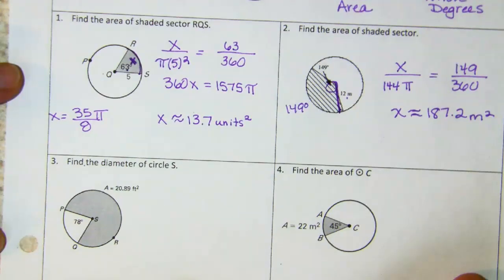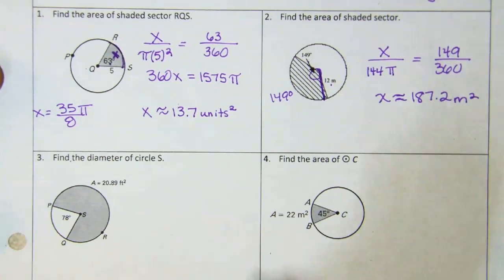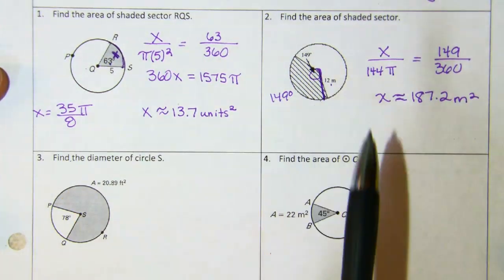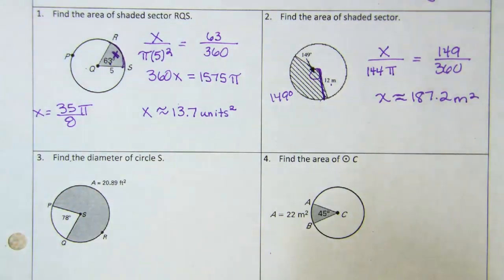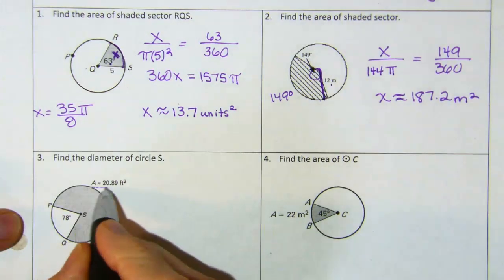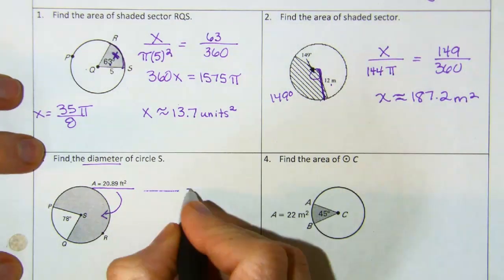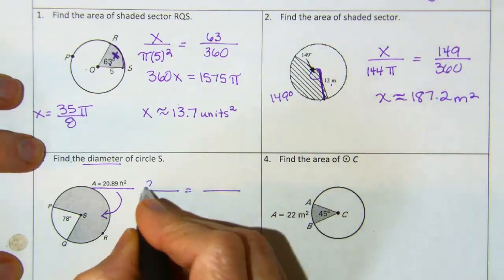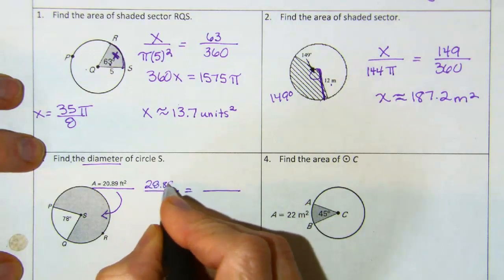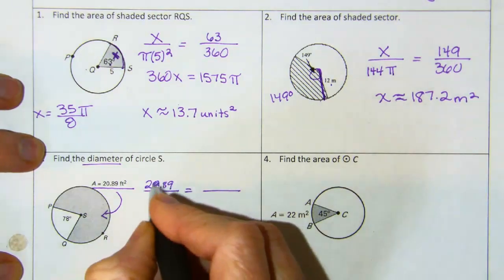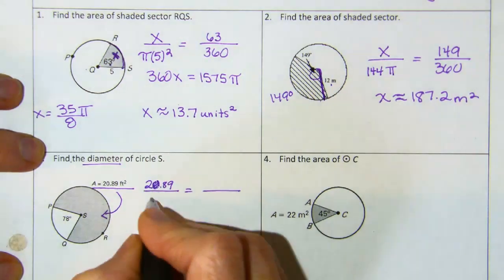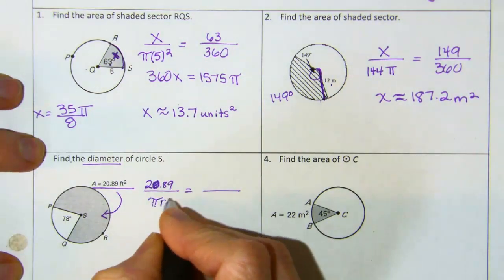Now, questions 3 and 4 are not going to ask us to do the area of the sector, but they're going to ask us to find what they're asking for. So here, they're telling us the area of the shaded sector, and they're asking us to find the diameter. So really what we need to find is the radius, since we have the area. So we have part of the area at 20.89 square feet over the area, pi r squared.